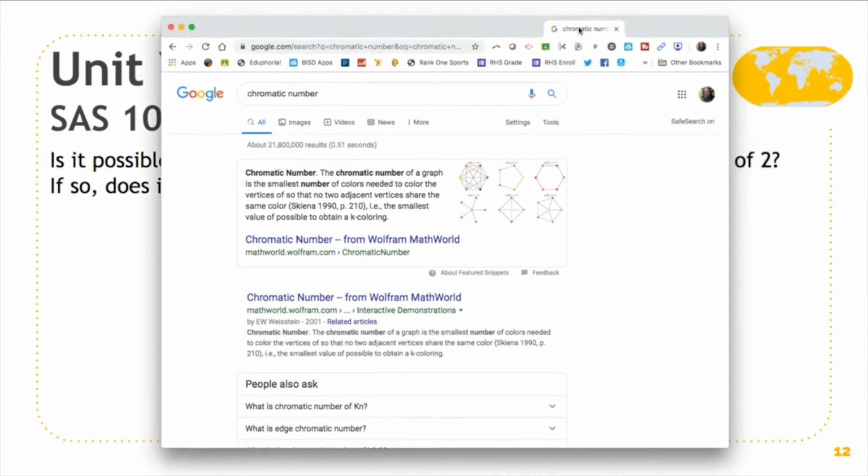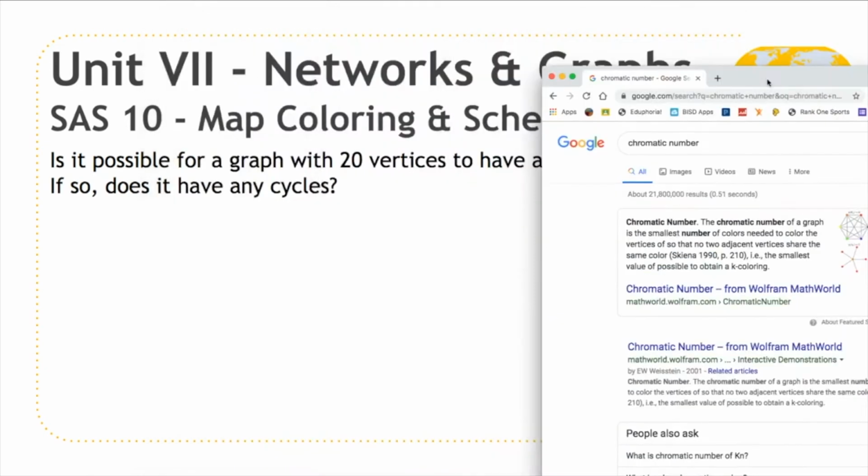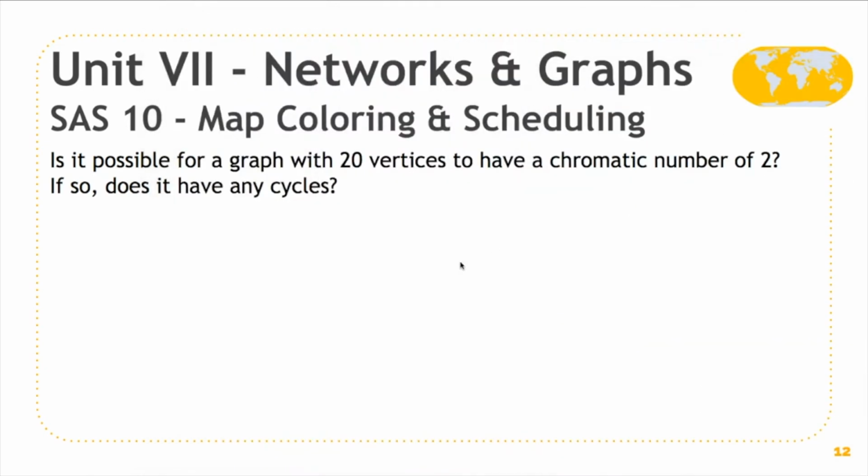Math World calls it the smallest number of colors needed to color the vertices so that no 2 adjacent vertices share the same color. You can also say it is the smallest number of colors needed to color a map so that all regions that are adjacent have different colors. So that is a chromatic number.